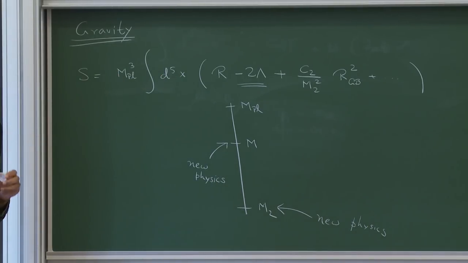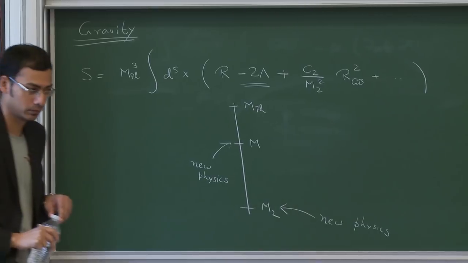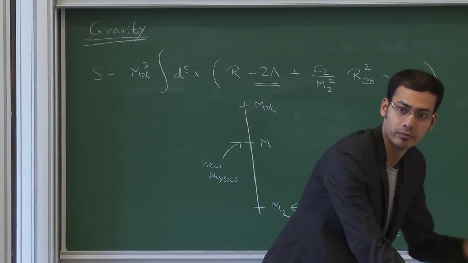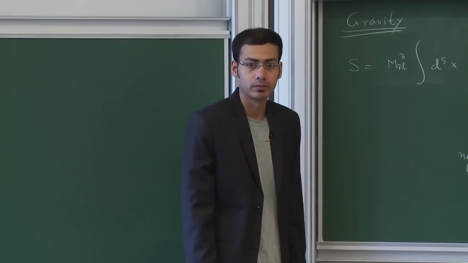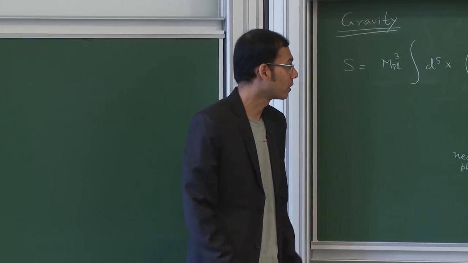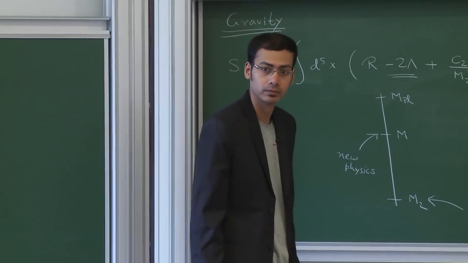Same thing, why M2? Besides this argument, why is M2 not a cutoff? Because R, Gauss-Bonnet has two more derivatives than R, they are controlled by M2 inside. So I would expect exactly M2 to be the cutoff. Growth factor is the normalization.